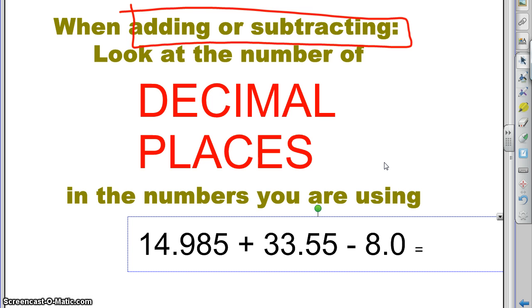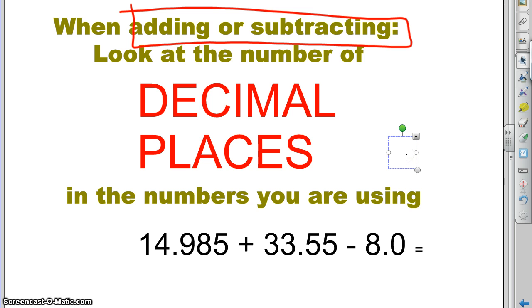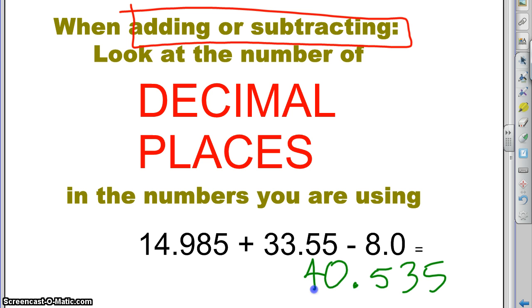We have 14.985 plus 33.55 minus 8.0. Those are our numbers, and we're going to add them and subtract them. And so when we do that, we actually get an answer of 40.535. Now that's not rounded yet. That's just what you get. If you type this into a calculator, that's what it's going to say.